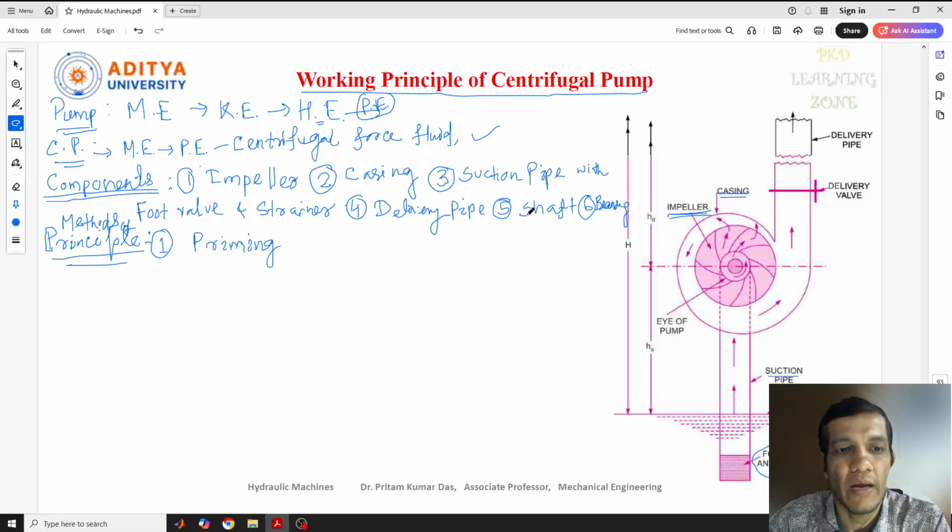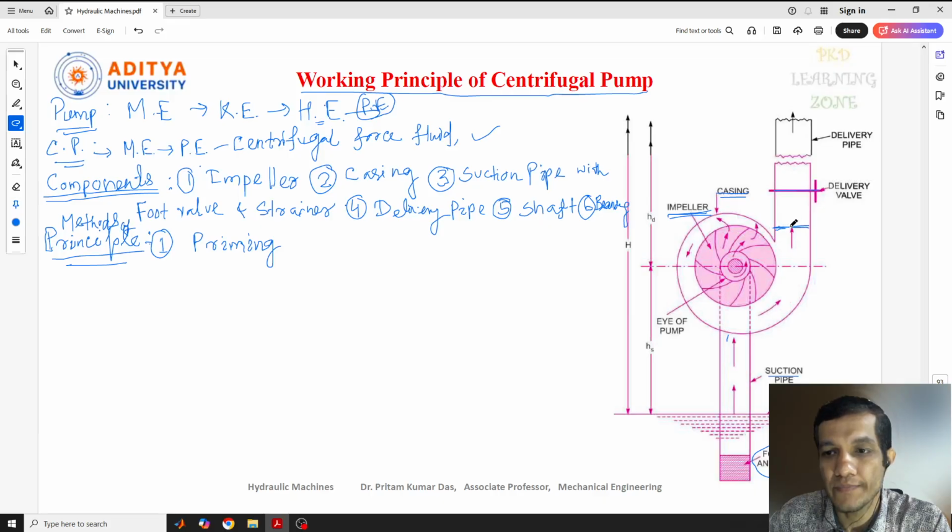So what is the meaning of priming or how to do it? The priming is very, very simple. Suppose this is our delivery pipe, this is our suction pipe. The delivery pipe will be connected at the outlet of the pump. Before connecting these, only the pump part will be there. Either the suction pipe or the delivery pipe will be connected to the pump. So the pump will be a separate machine, with an inlet and an outlet.